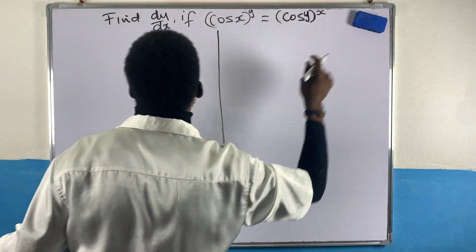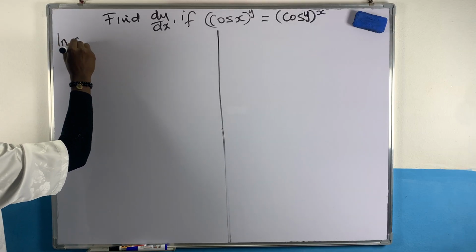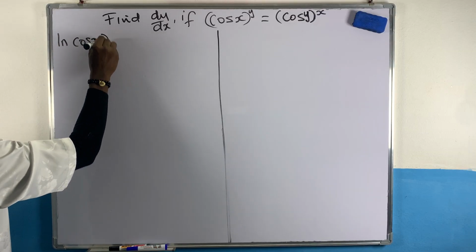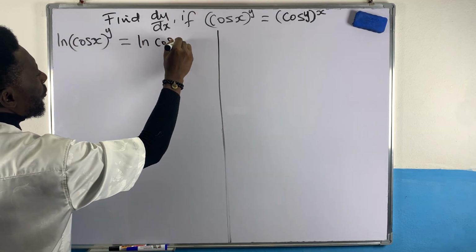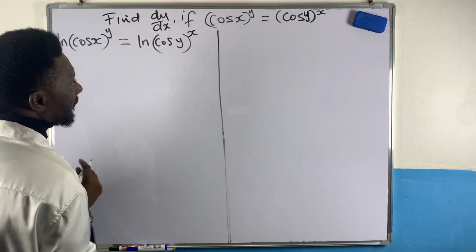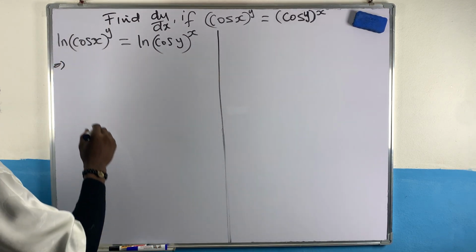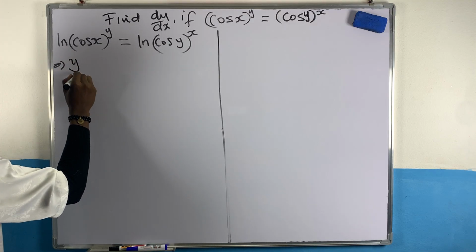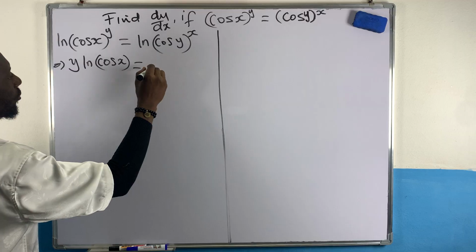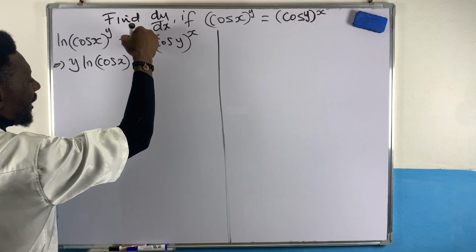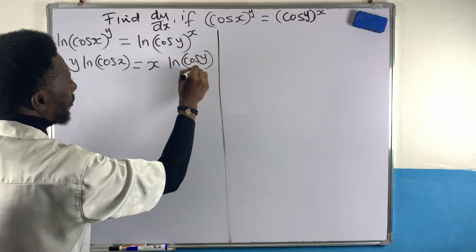So taking natural logarithm on both sides, we are going to have ln (cos x)^y equals ln (cos y)^x. According to the law of logarithm, the exponent can go in front of the natural logarithm, so that we have y ln cos x equals, same here, the exponent goes in front of the logarithm, x ln cos y.